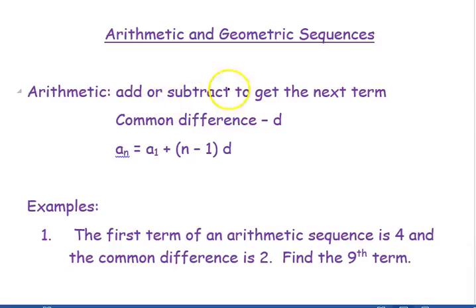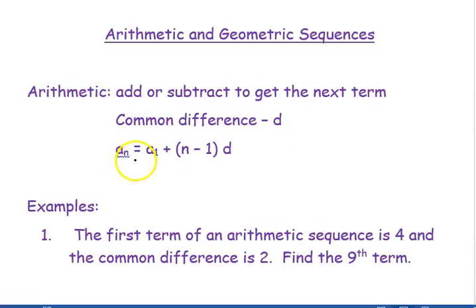And arithmetic means that we are adding or subtracting to get to the next term. That is the key thing here, adding or subtracting. Whatever we're adding or subtracting, we call the common difference, and in the formulas we use the letter D for that. And again, that's what we are adding or subtracting.